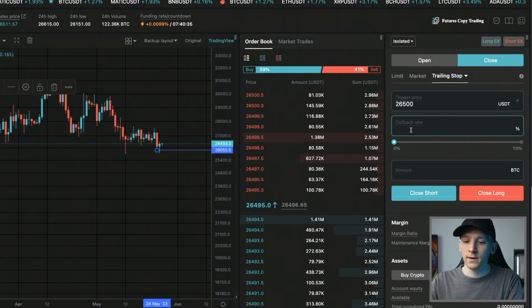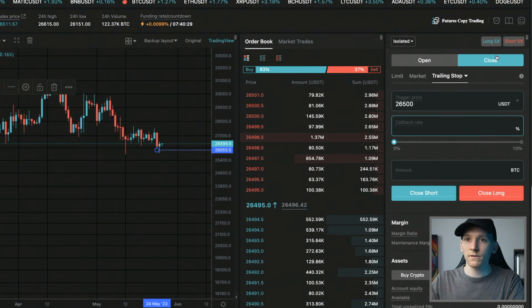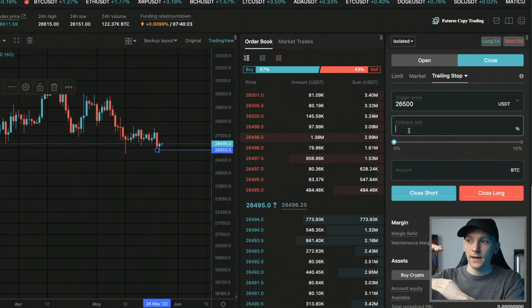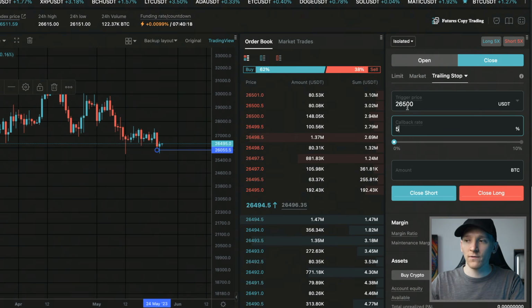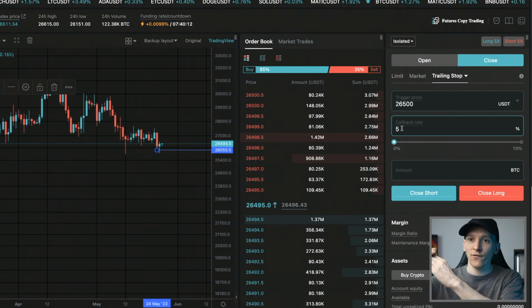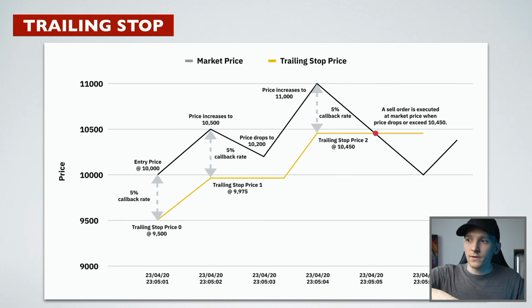So the callback rate right here is the amount in percentage terms that the sell order, in this case, because we're going to be closing a long, so we can close that. That's the percentage where this sell order is trailing the price. So you can put that as like 5%. So what we're saying is at 26,500, we are going to enter an order that sells our position at 5% below the current price. Now, what happens is, as you can see here, the trailing stop will trail the order by 5% to the upside, but when the price moves down, it doesn't. And so this is essentially trying to lock in profits if the price is coming down.